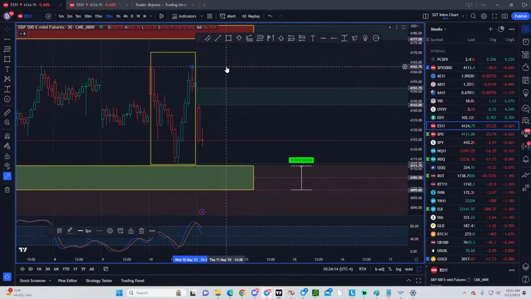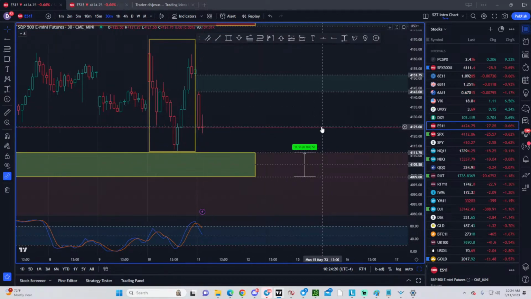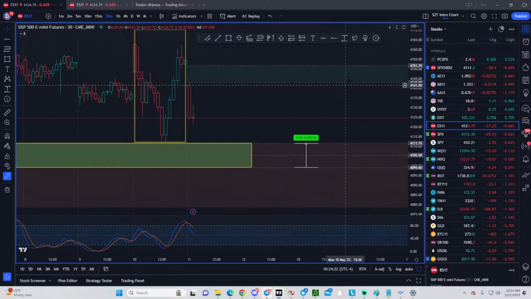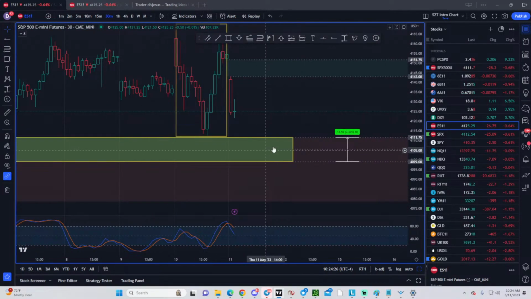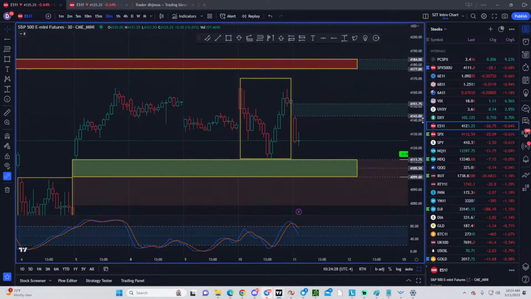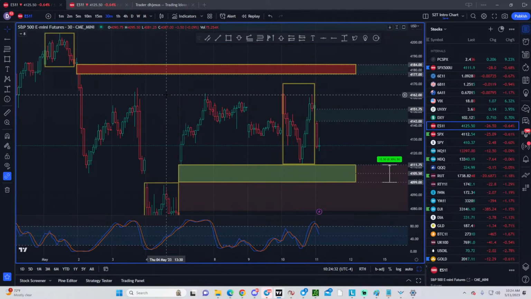This is yesterday's high, so I'm gonna delete that line so I don't get confused. This is the low, so I'll delete this line so I don't get confused. And we have a gap here. This is not a true gap. This is a true gap. This is a true gap. So we're trading in between gaps. That's why the market is a little bit in consolidation.